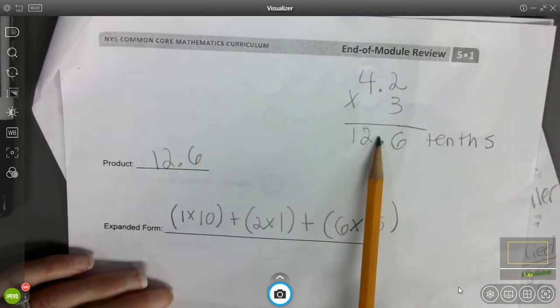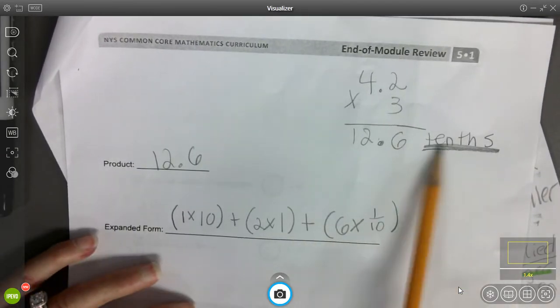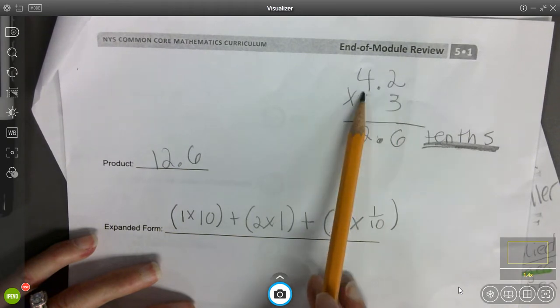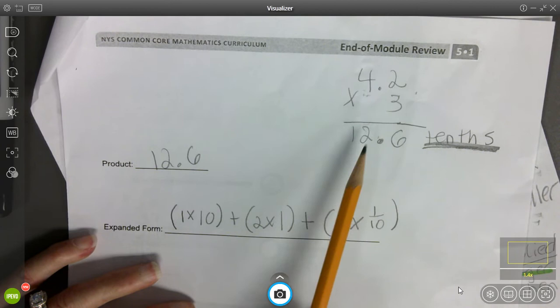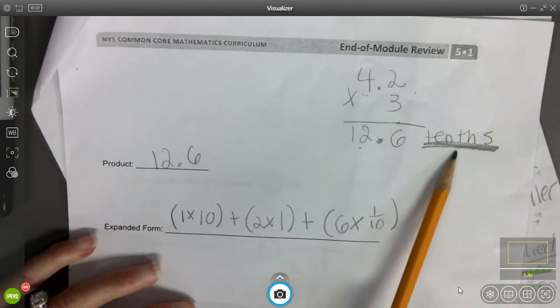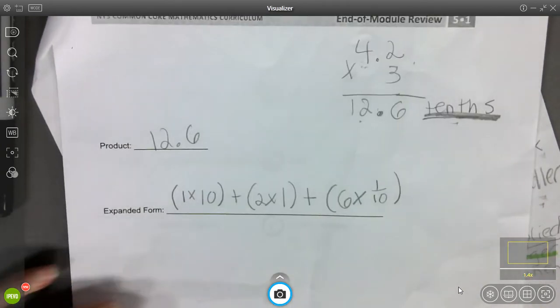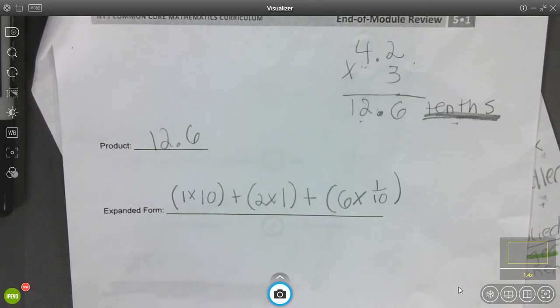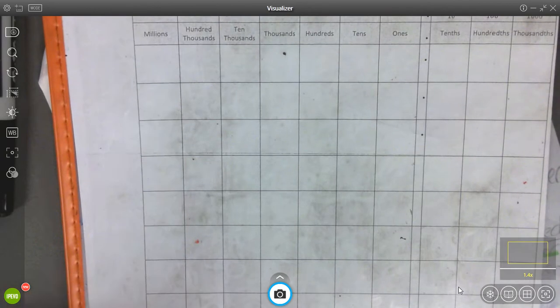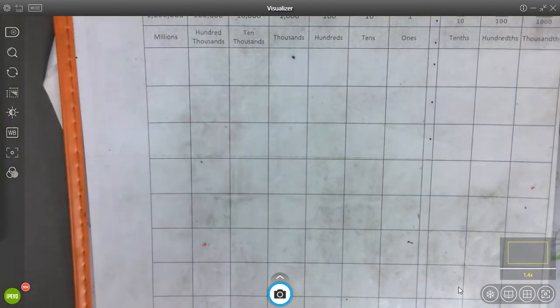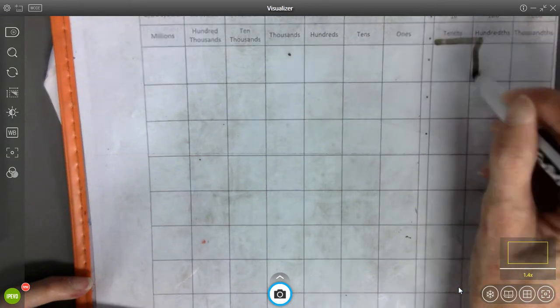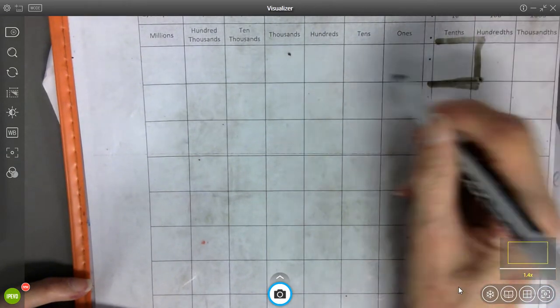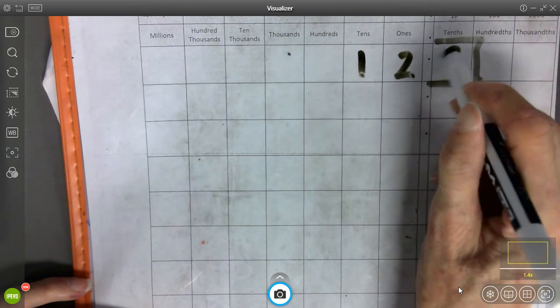Okay, so we're being asked for the product of 4 and 2/10 times 3. We're going to do our basic multiplication, and remember, we're dealing in tenths, because 4 and 2/10 is the same as saying 42/10 times 3. We're going to get 126/10. And if we're not sure how 126/10 looks, we can use our sleeve and remember the stop sign method. If I'm saying 126/10, I've got to stop my number right here. So I've got 12 and 6/10.